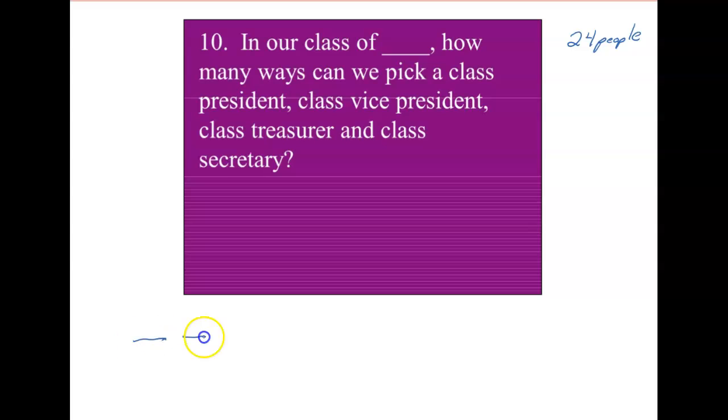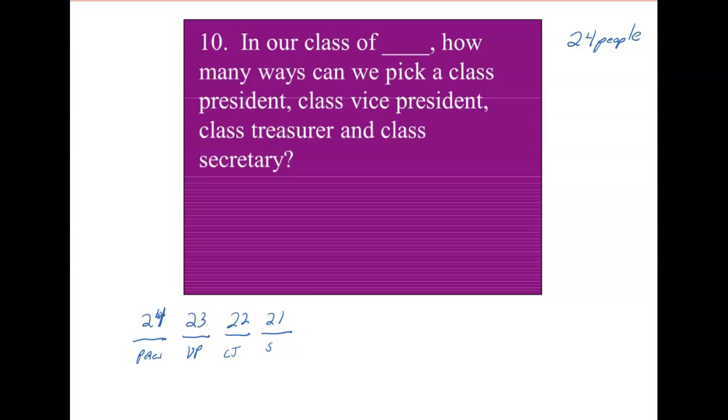So again, I'm going to draw 1, 2, 3, 4 dashes. And for clarity, if I'm president and Miss Gilbert is vice president, that is different than if Miss Gilbert is president and I am vice president. So if we switch roles, that's different. So for president, there are 24 choices. For vice president, 23 choices. The class treasurer, 22 choices. And secretary, 21 choices.